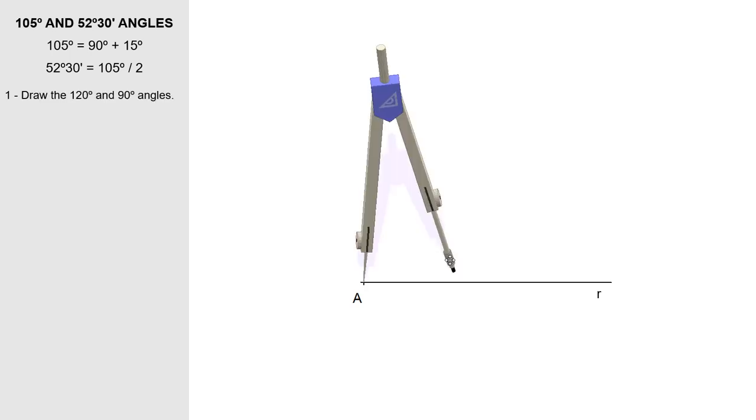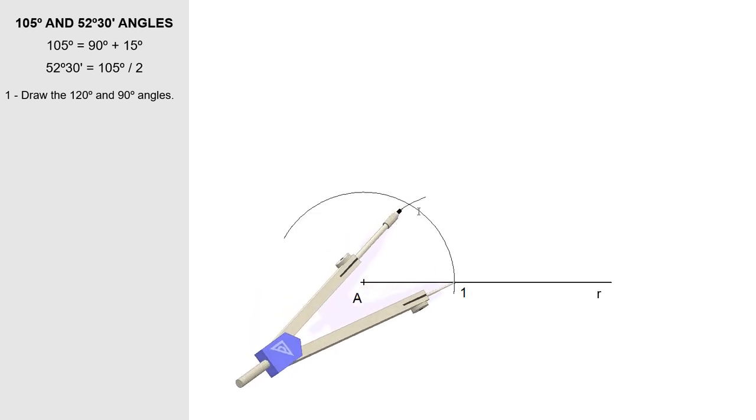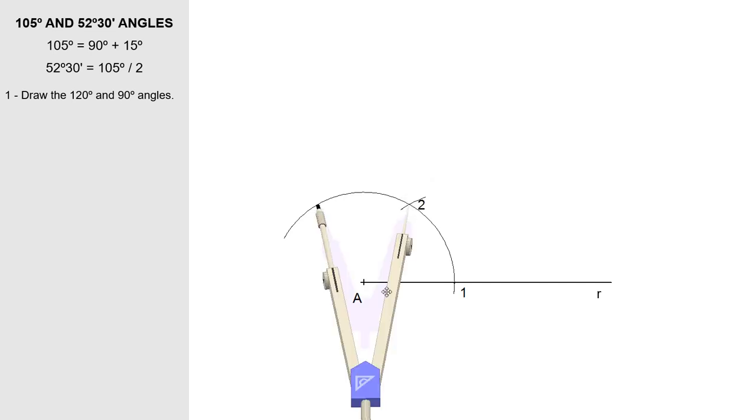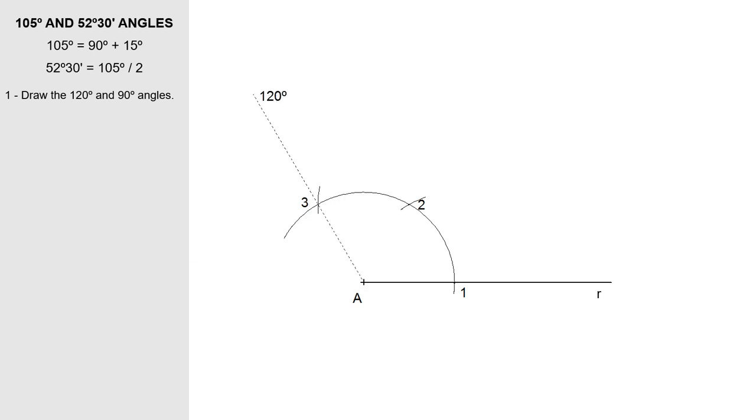In order to draw the 105° angle, we draw an arc using point A as center and any radius long, so it meets the semi-straight line R at this point 1. Using point 1 as center and the same radius, we draw an arc that meets the former one at this point 2. Using point 2 as center and the same radius, we draw another arc that meets the first one at this point 3. So the angle intercepted by arc 1, 3 is the 120° angle.